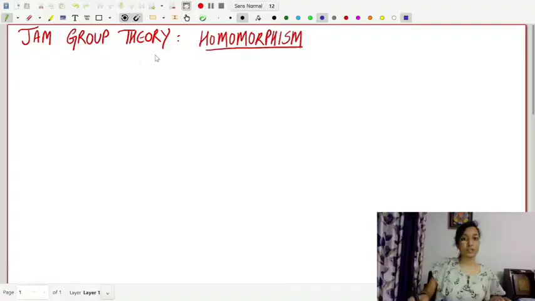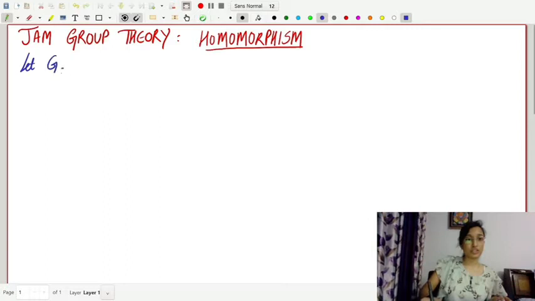Today we will study the topics of JAM group theory. That is, we will discuss the definition of homomorphism, isomorphism, automorphism, inner automorphism, epimorphism, endomorphism and monomorphism with their examples. We will also discuss some of the properties of homomorphism and isomorphism. Now, let's get started. Now let's talk about homomorphism.